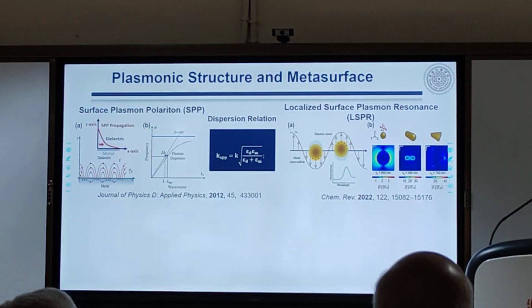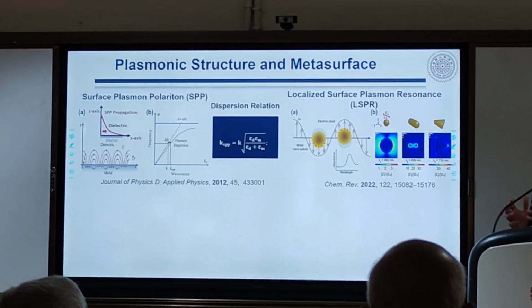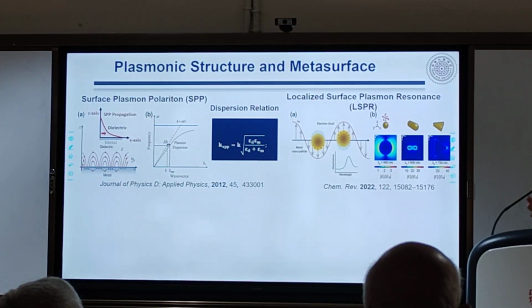A surface plasmon polariton has the property to confine light in a small volume, and it can improve the light matter interaction.